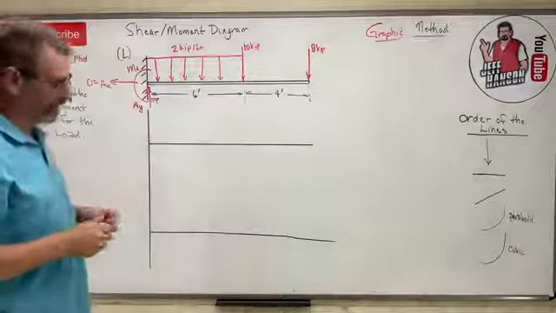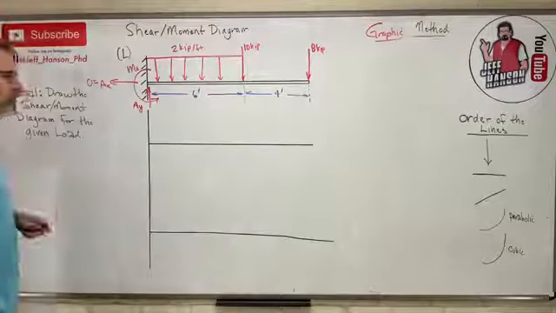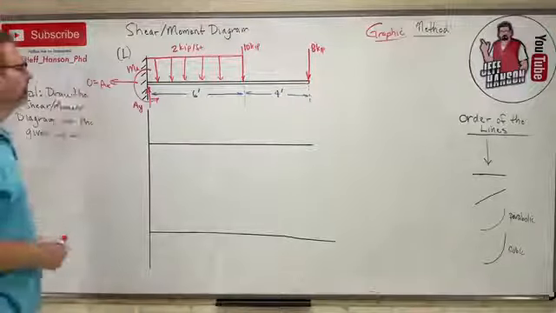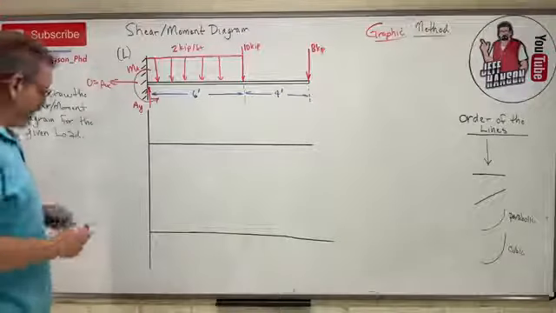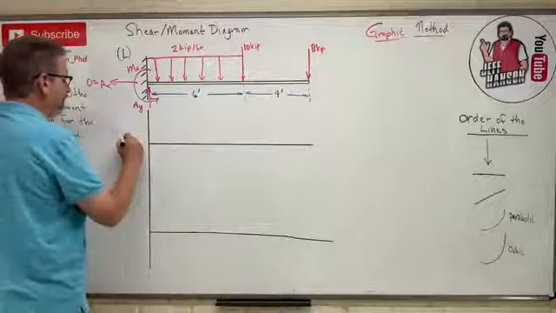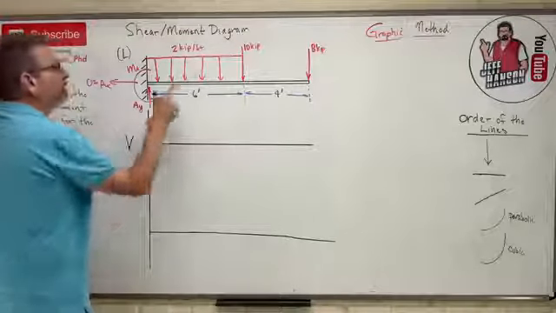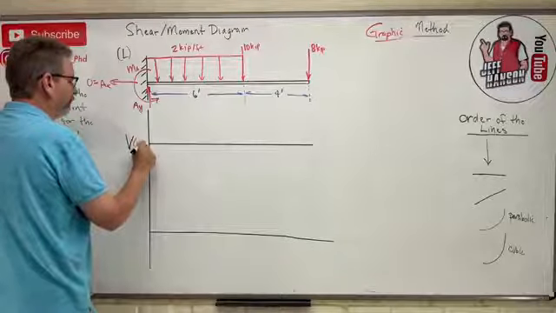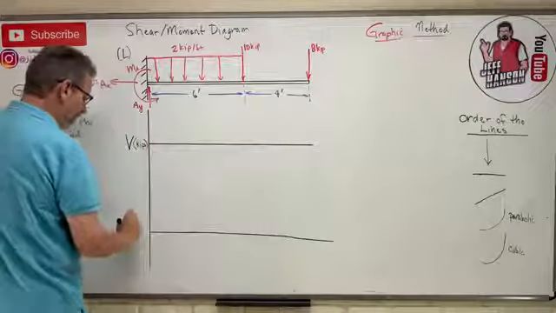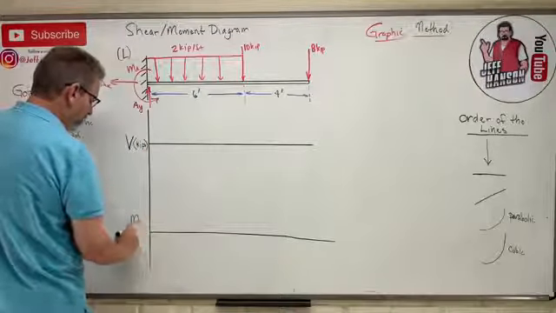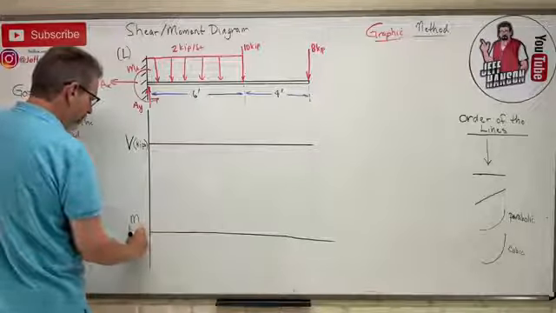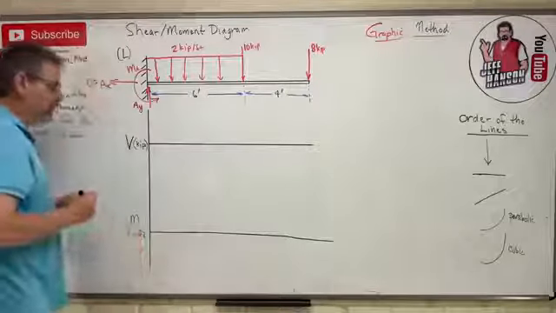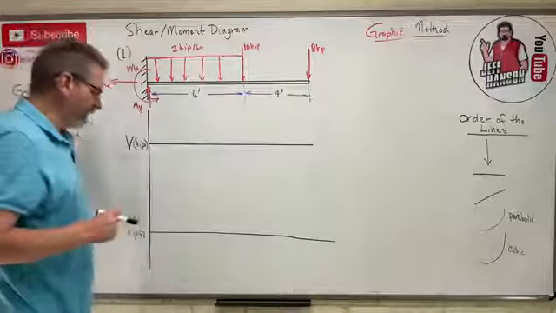So on our shear moment diagram, it says draw a shear moment diagram for that load curve. For the shear moment diagram, we're going to have the V graph, which is going to be in kips this time, kilopounds, 1,000 pounds. And then M, which is in kip feet, okay? So here's our graph.